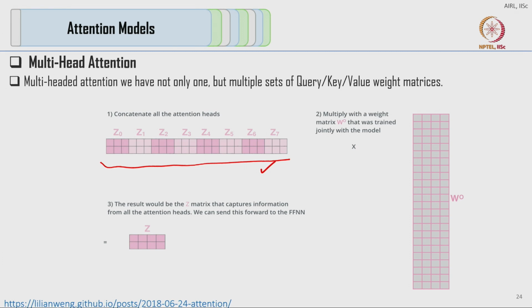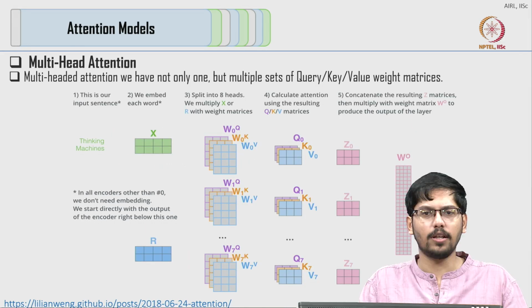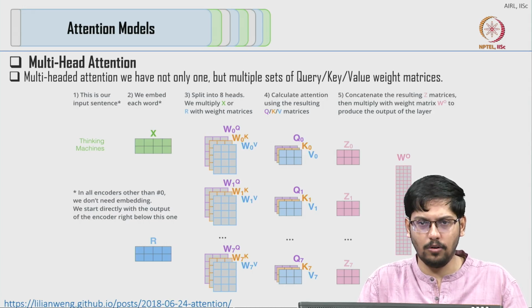Once we concatenate it, we multiply it with a separate weight W0 so that it comes back to the dimension of Z, which is the required dimension for the feed forward network, right. So this particular step is just to reduce the dimension meaningfully so that it is compatible with the FFN layer, right.